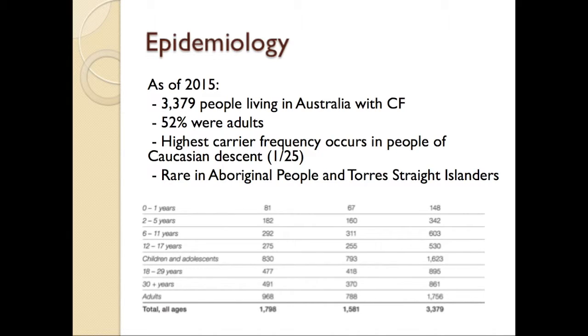In 2015, there were 3,379 people with cystic fibrosis in Australia, of whom 52% were adults. The prevalence of the cystic fibrosis gene mutation varies in different ethnic populations, with the highest carrier frequency, 1 in 25, in people of Caucasian descent. The incidence of cystic fibrosis is rare in Australian Aboriginal, Torres Strait Islander and Maori people.